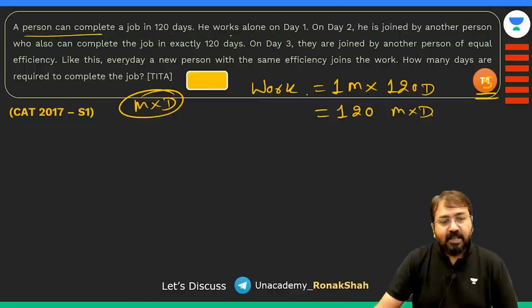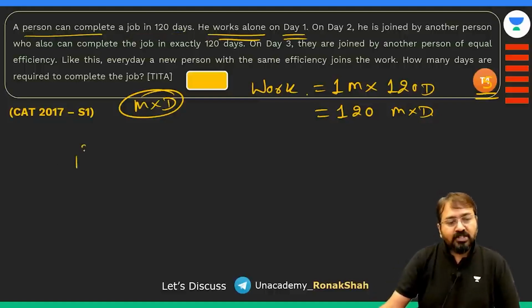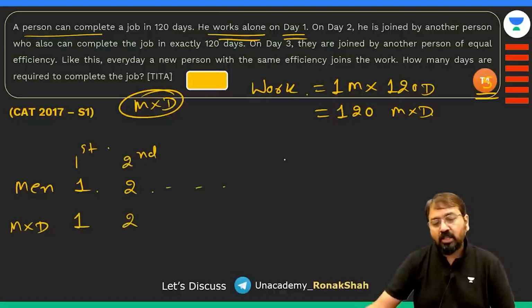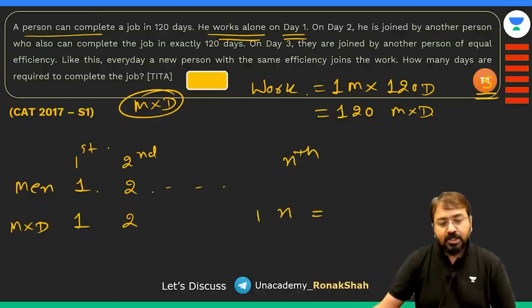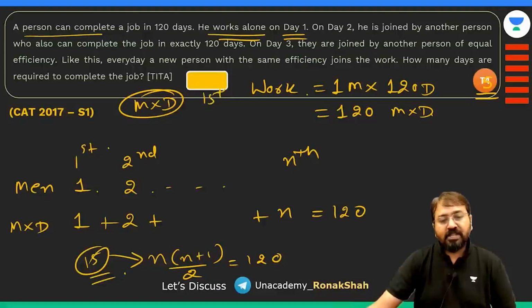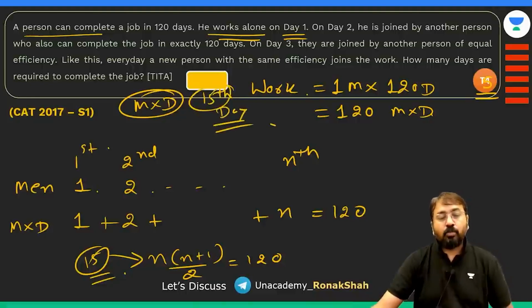Now they are saying he works alone on day 1. So on the first day, the number of men is just 1. So what will be man days? Of course, on the first day, 1 man will complete 1 man day of work. On the second day, 1 more man joins him, so 2 men will complete 2 man days of work, and this will go on till the nth day, say. So n man days of work will be completed. And can I say this summation should be equal to 120? So we know this formula, how to add these n numbers, n into n plus 1 by 2 is equal to 120. So you can straight away find out n has to be 15. So the work will get over on the 15th day.